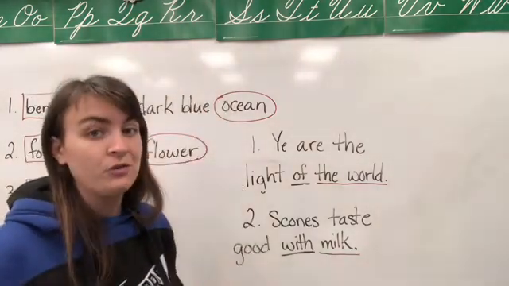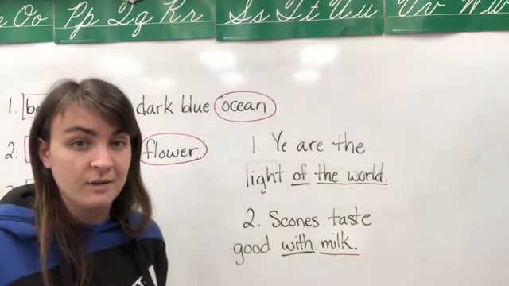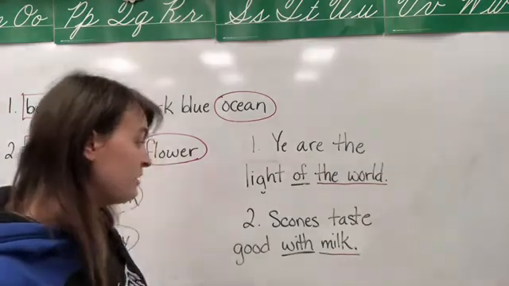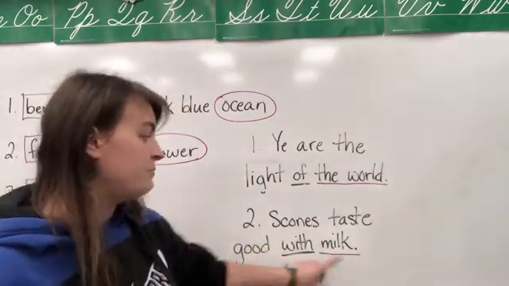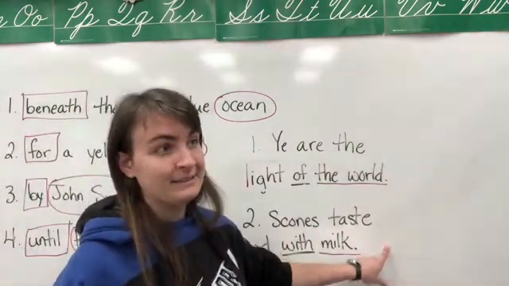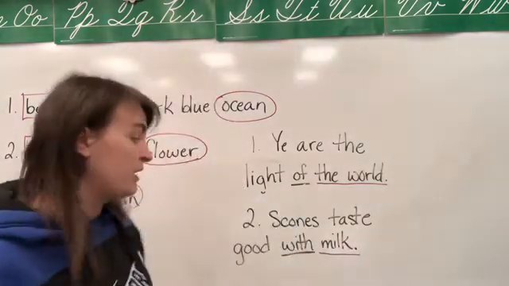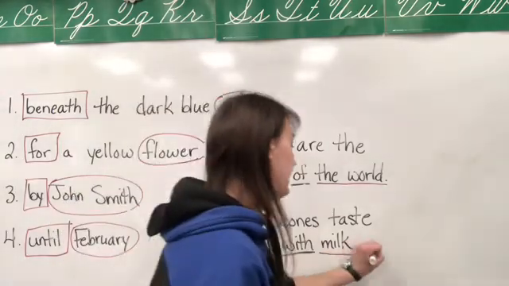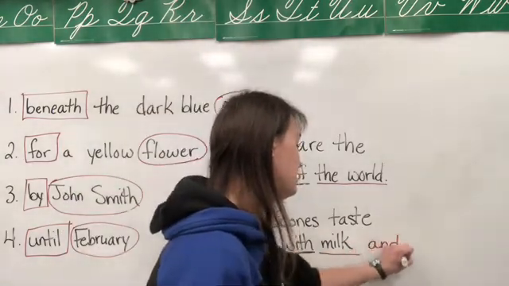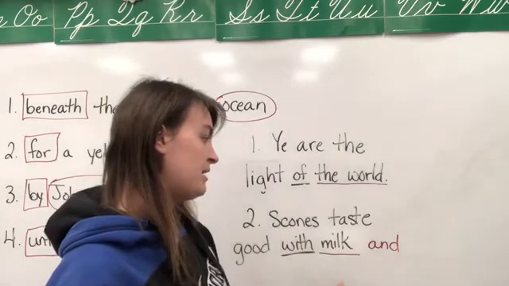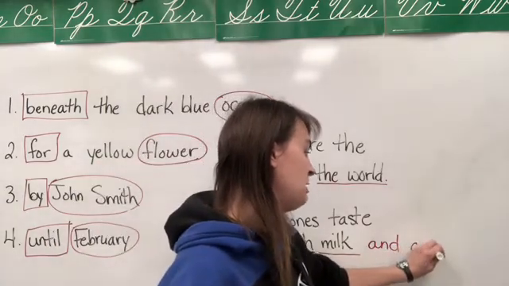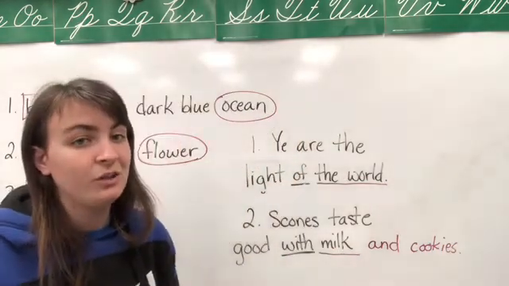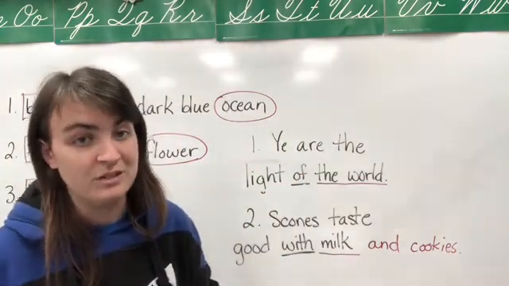However, be careful because you don't want to underline too far. You might accidentally underline words that aren't part of that prepositional phrase. Because we could say, scones taste good with milk, and put something else in here. With milk would be the prepositional phrase. And then if we were to add and say, scones taste good with milk and cookies, or honey or whatever, we want to be careful to find just the prepositional phrase that we're going for.